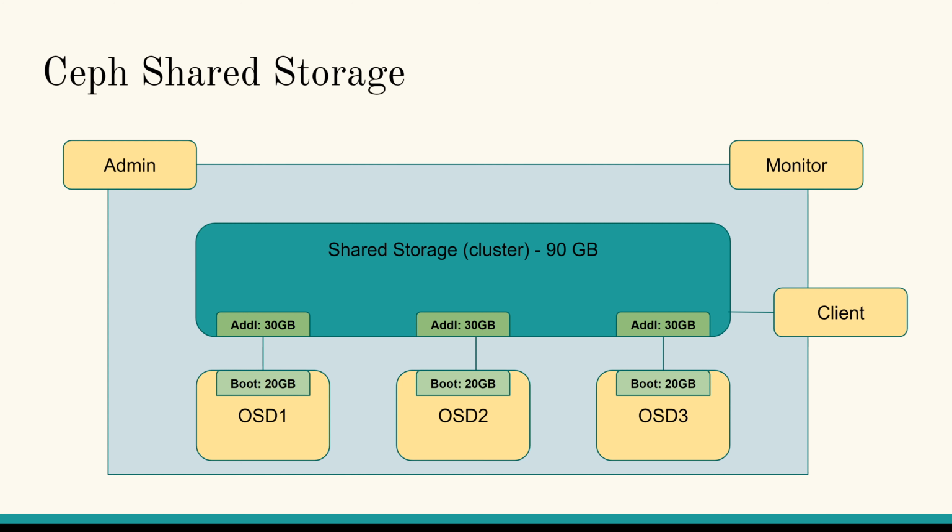The OSD 1, 2, and 3 in this example have two disks attached to them. One of them is the boot disk. The operating system boots through that disk, and in this example they are 20 gigabytes in size. And along with that, a second empty disk is also attached to each and every one of them, and I set the size of them to 30 gigabytes. So put together, our intention is to consume 90 gigabytes of storage across the three OSD 1, 2, and 3 computers and form a clustered storage.